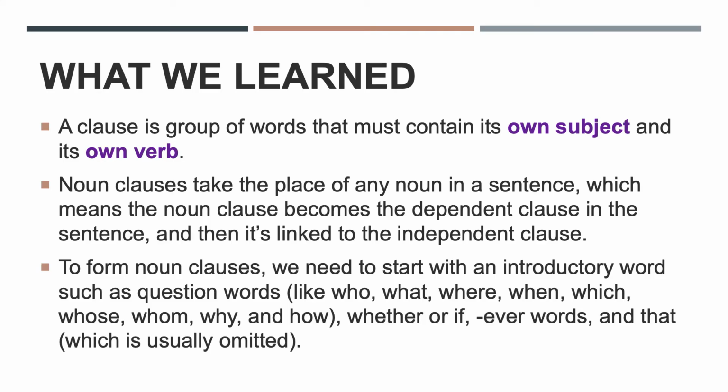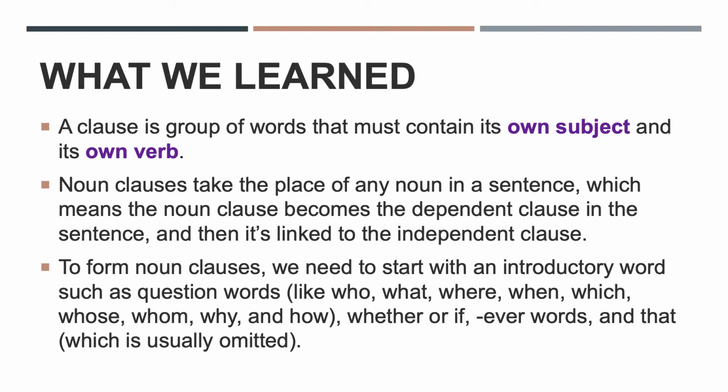We reviewed that a clause is a group of words that must contain its own subject and its own verb. We also learned that to create noun clauses, we need to build a dependent clause, which would be the noun clause itself, and then link it to the independent clause to make it a complete sentence.